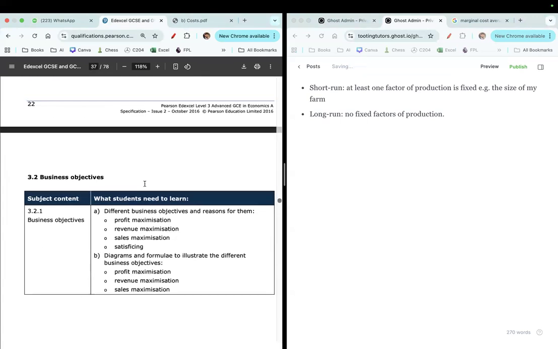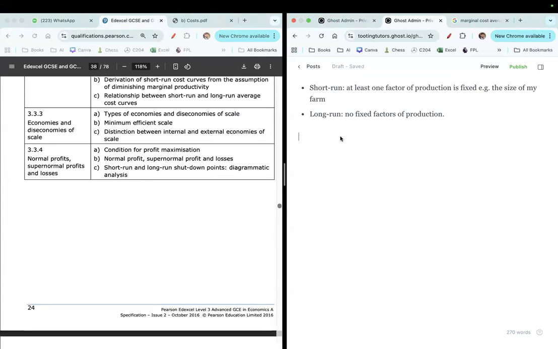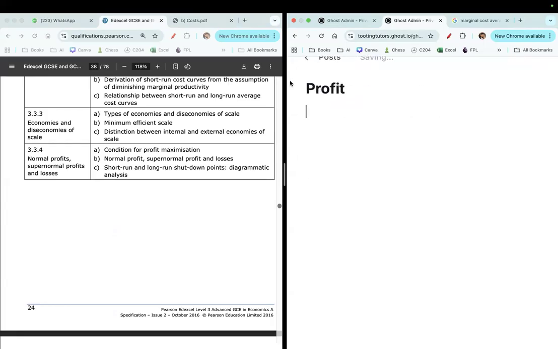It also links well to this one, so they're covering kind of both at the same time. So, profit. Profit is really interesting in economics. It's really different to just what basic profit is. So let's just start with the condition for profit maximization.